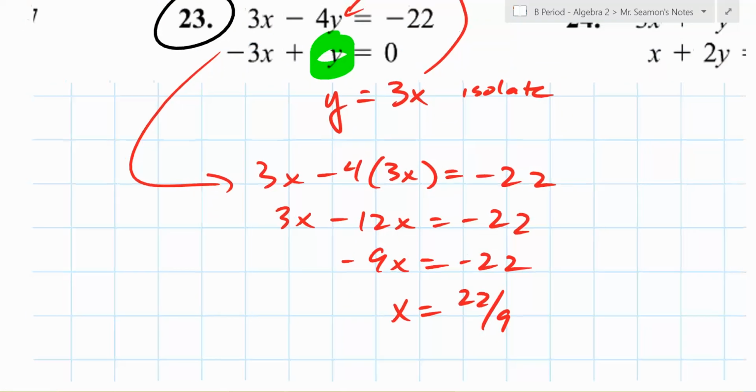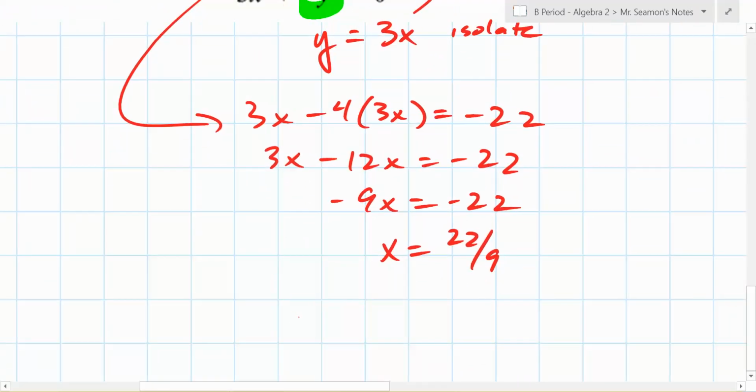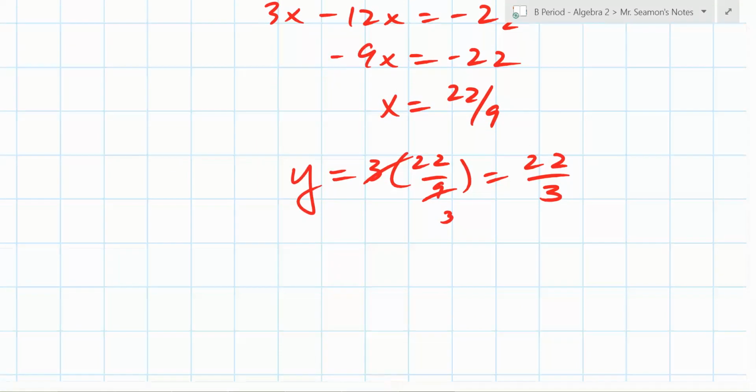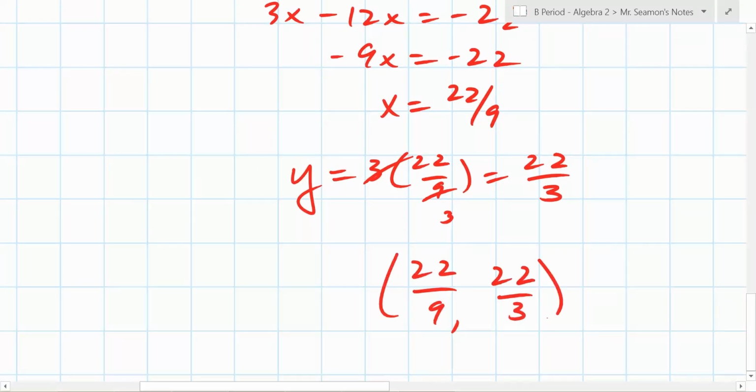And then once you get that, how do you find y? We already isolated it, so y is equal to 3 times 22 over 9. That cancels, and you're left with 22 over 3. So to state the answer, state it as 22 over 9, comma 22 over 3. Done. Stop there.